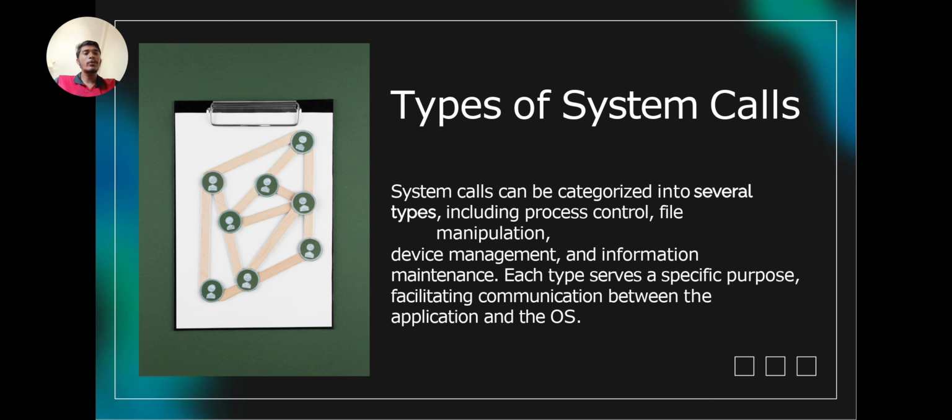Looking at the types, system calls can be categorized into several types, including process control, file manipulation, device manipulation, and information maintenance. Each type serves a specific purpose, facilitating the communication between the applications and the OS.